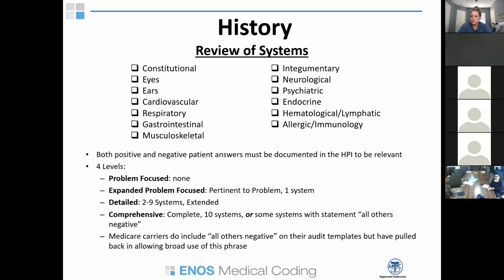But for your new patients, you do have to have a complete 10-system review of systems in order to have a 99204 or 99205. So you do want to refer to the checklist to make sure that you have enough history and exam to go along with your medical decision-making for those higher levels of new patient visits.